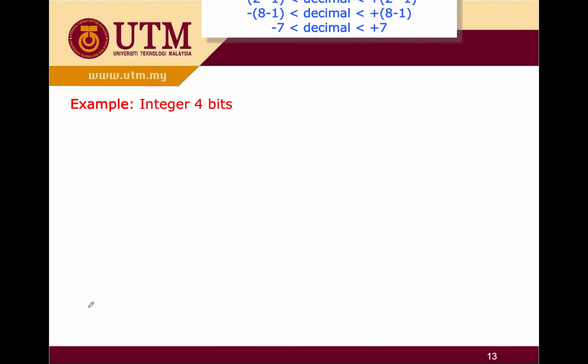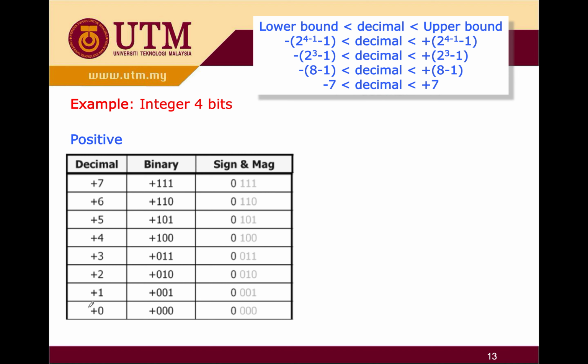So this is the example. Integer 4 bits. You were given 4 bits, and because of this, you're going to apply this equation to get the range, the minimum, and this one is the maximum for the range. And the equation is: minus 2 to the power of n minus 1. So n, we're going to change it to 4, you get this one. And this is the range.